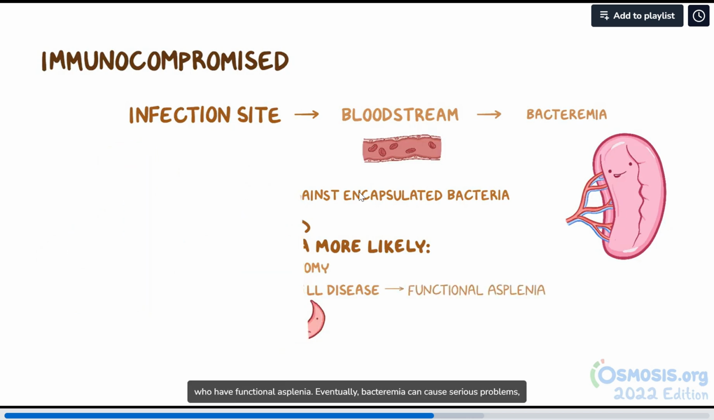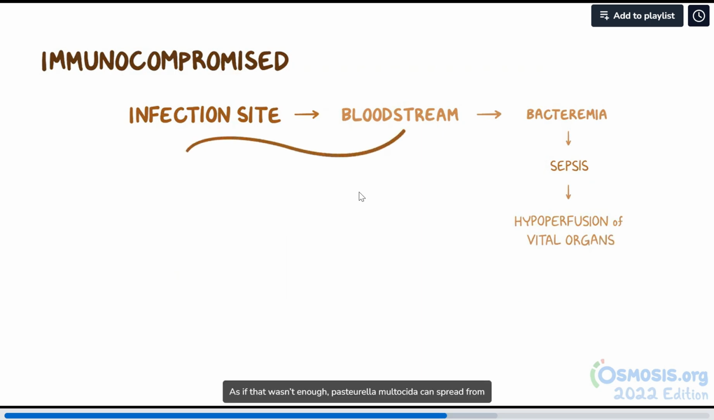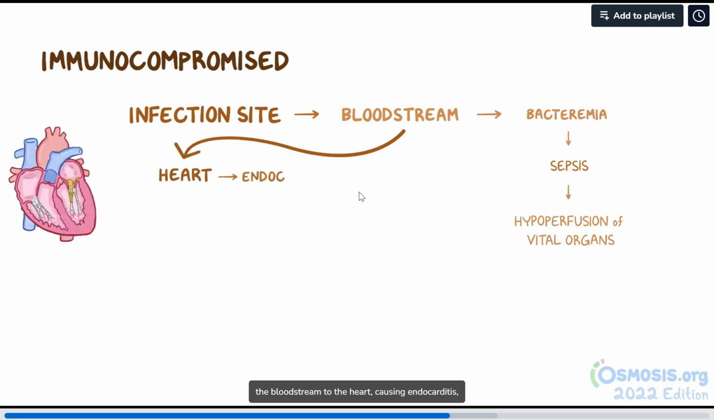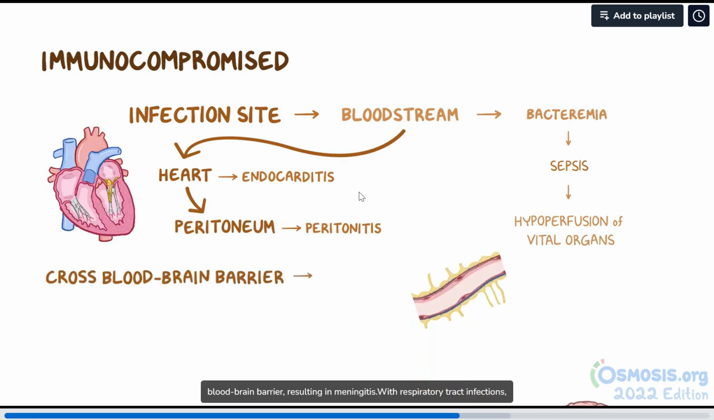Eventually, bacteremia can cause serious problems, like sepsis, which can lead to hypoperfusion of vital organs. As if that wasn't enough, Pasteurella multocida can spread from the bloodstream to the heart, causing endocarditis, to the peritoneum, causing peritonitis, and can also cross the blood-brain barrier, resulting in meningitis.